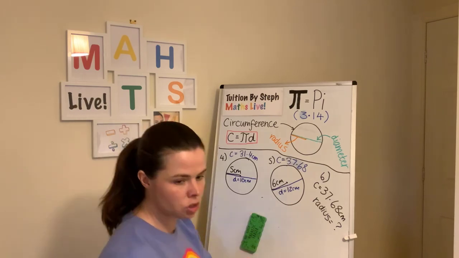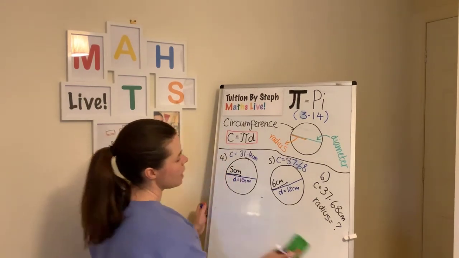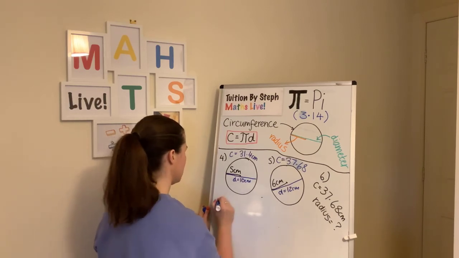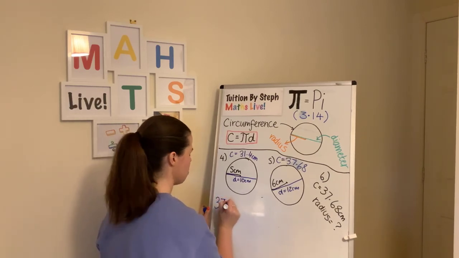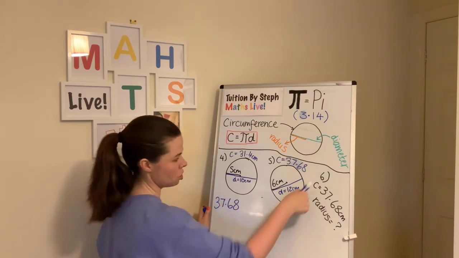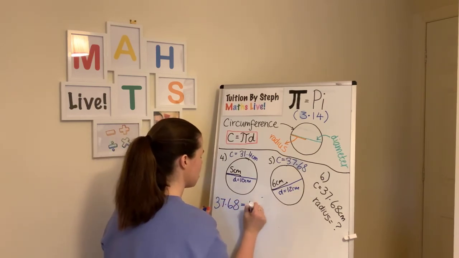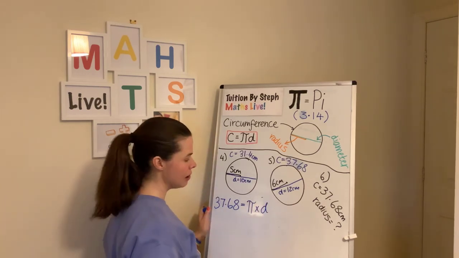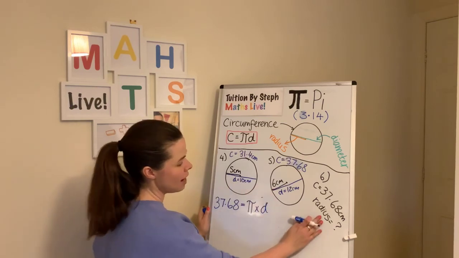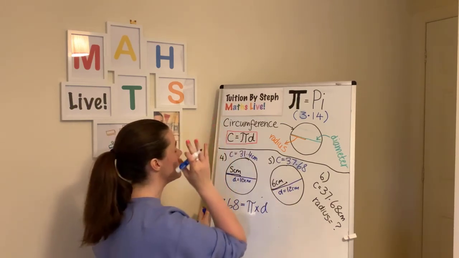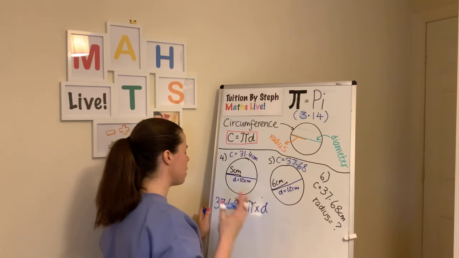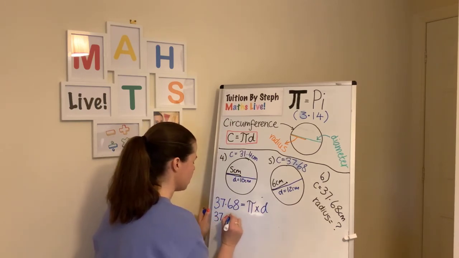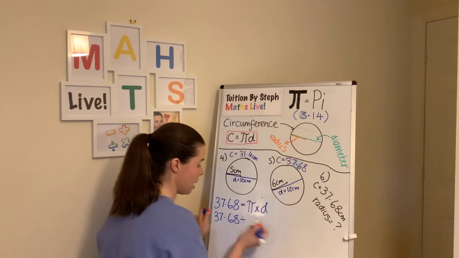Brilliant. Amazing. Super. Okay, so for the last one, you're given the circumference. So 37.68, that's your circumference, equals pi times d, remember. Okay, it doesn't change. I know I'm asking you for the radius, but the formula is still C equals pi d. So what we need to do is 37.68 divided by pi.